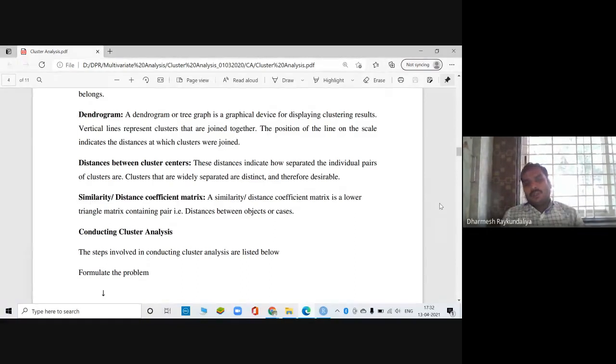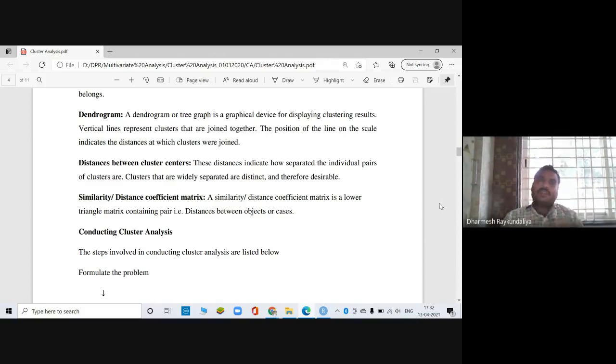Sometimes if your data is qualitative, you can use the similarity measures, and then by using the similarity measures, you can calculate the coefficient matrix. Ultimately, based on the distance matrix or similarity coefficient matrix, you have to go further: which object is going to fuse with each other. For the forming of the clusters, there are various linkage methods.